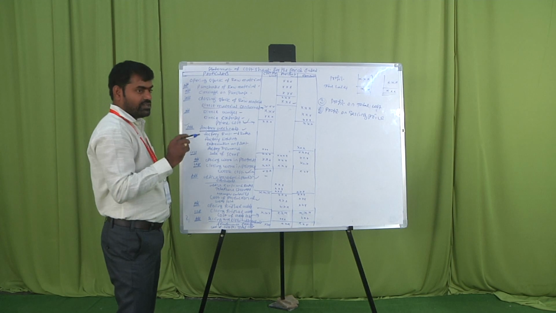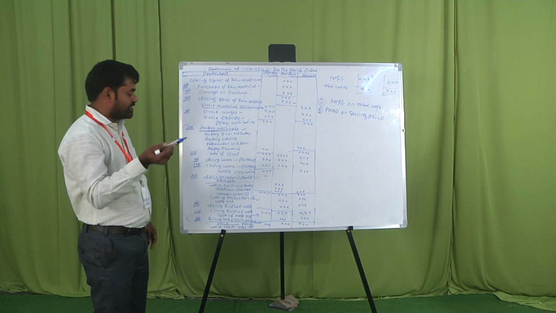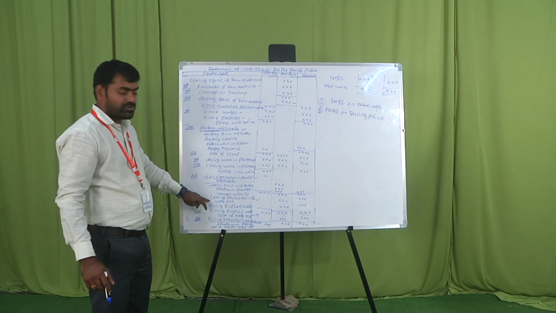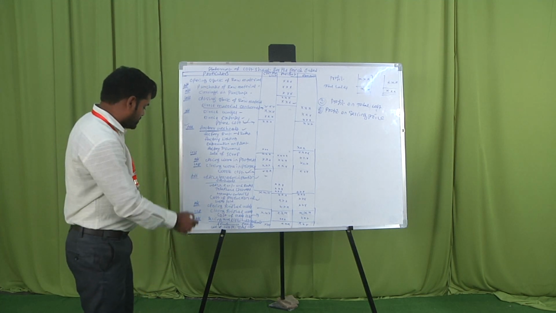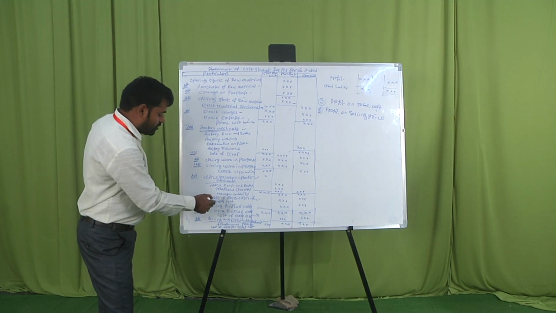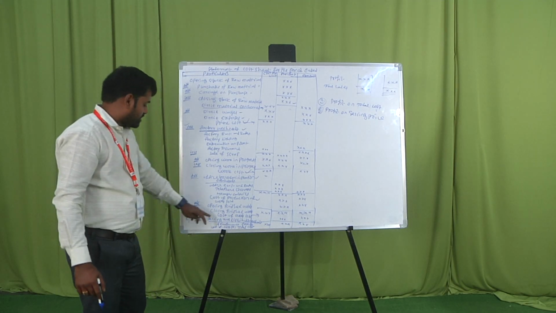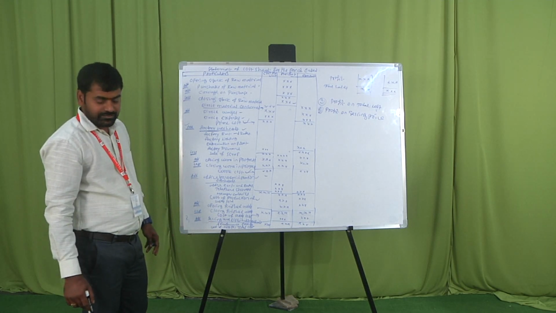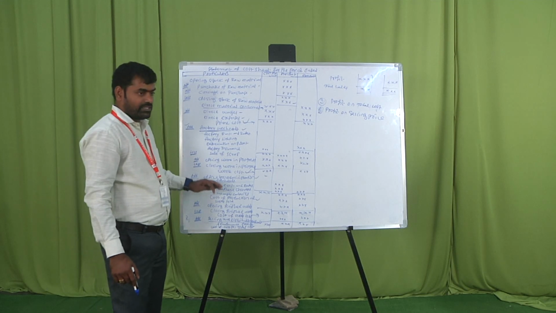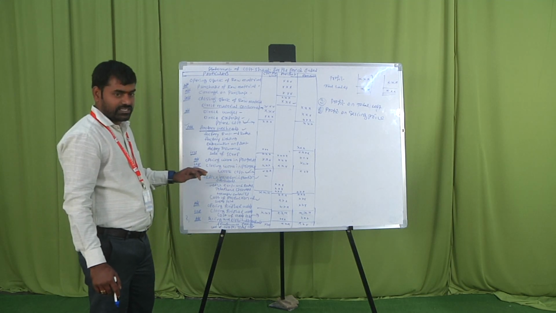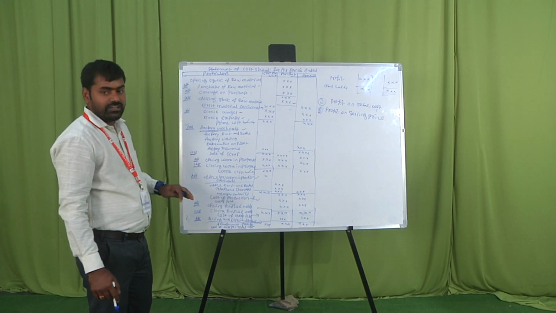So how much amount you are spending on a particular product, that is the cost of production of goods sold. Then after that, add opening finished goods, then less closing finished goods, and you get the cost of goods sold. Now the product is ready, and it is sent to the market.